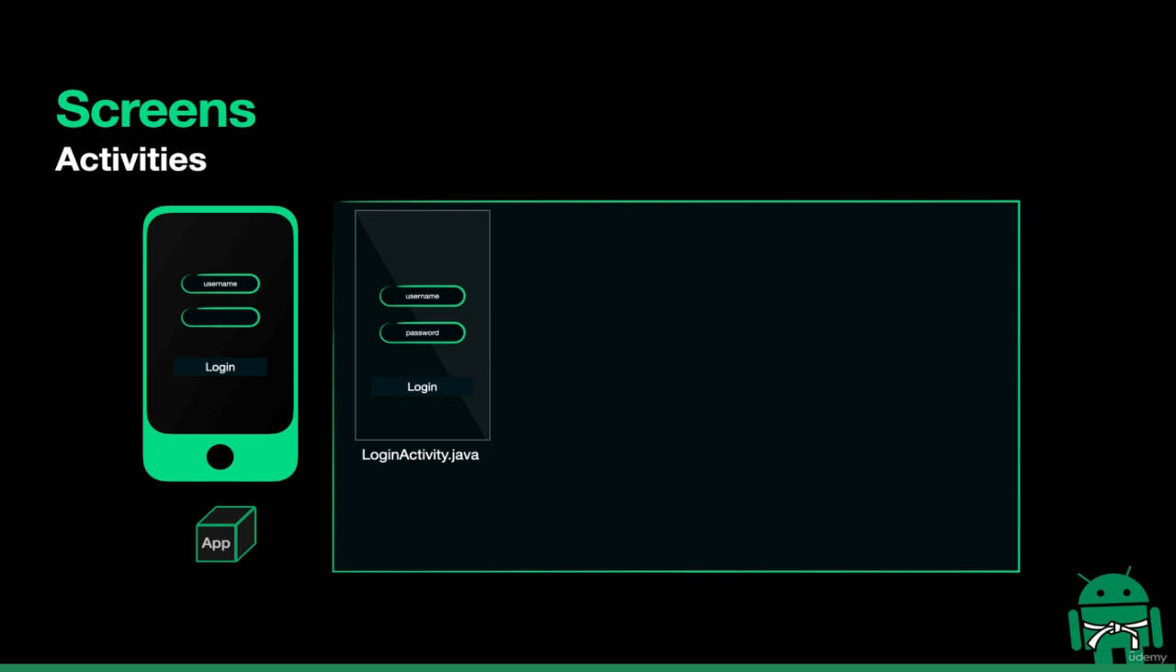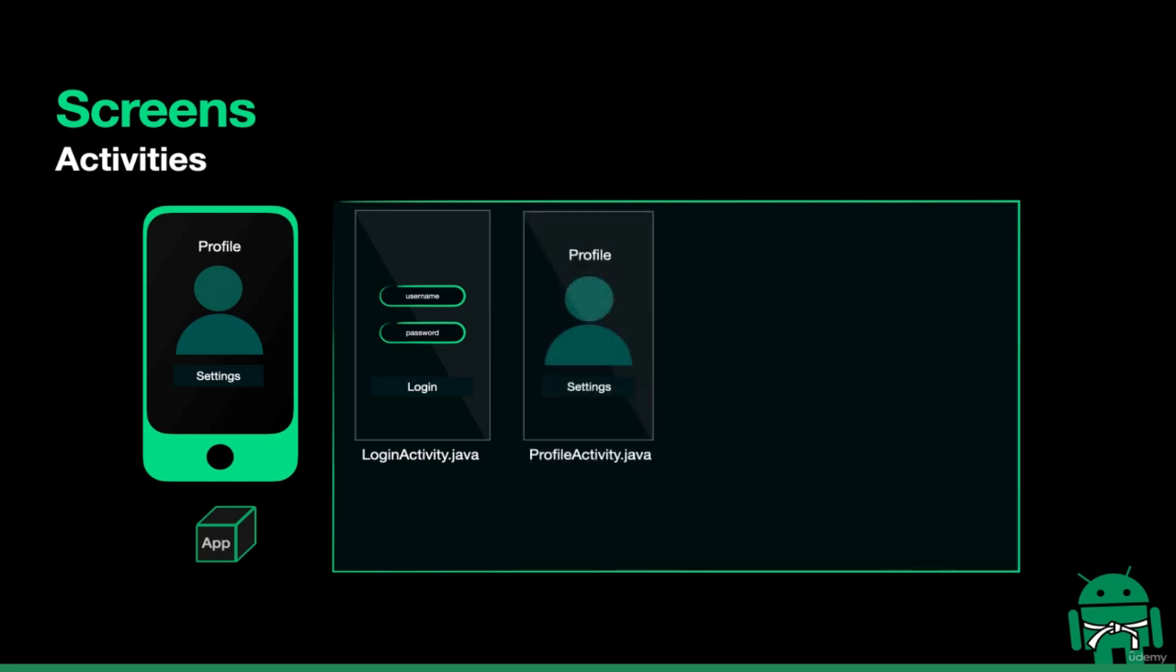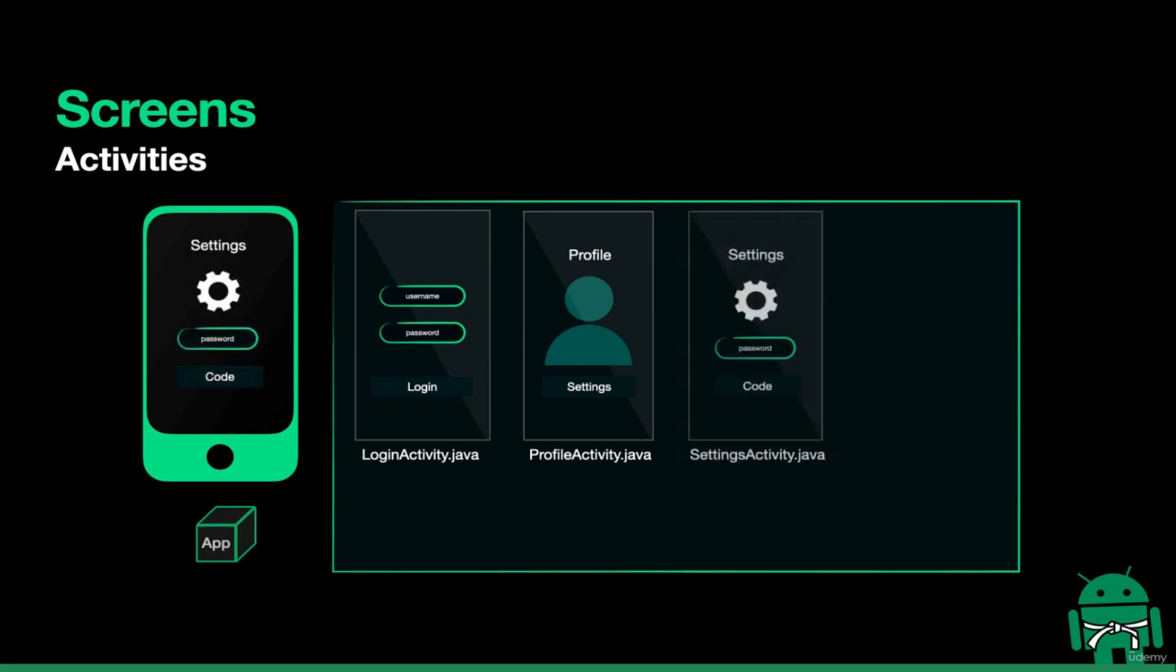If we now perform our login, so if we enter the correct credentials and click login, then another screen appears. In this case, it's profile. Profile, once again, is another activity. So it's another screen content. If we now click the button settings, then another activity starts, which is absolutely correct, the settings activity. So settings is just another screen content. And last but not least, we've got this code button, which starts our last activity, which is the code activity in our application over here.